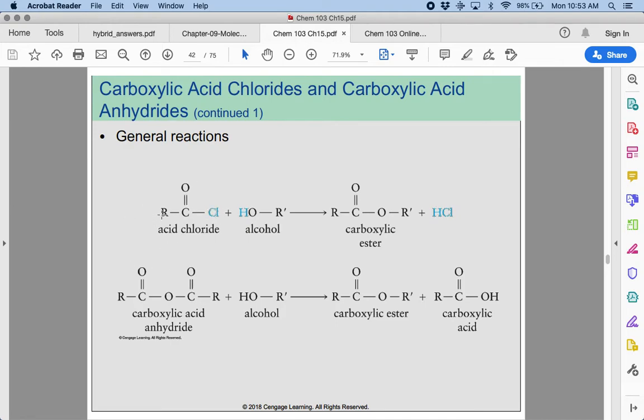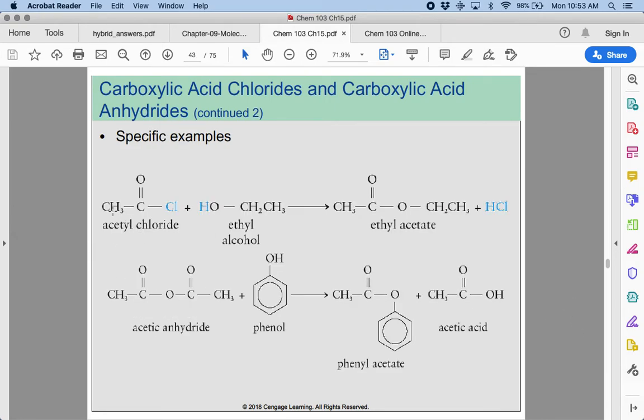Here's an example. This is an acid chloride, whatever our group is here, it doesn't matter, with the alcohol. We still get the ester, but now we get HCl instead of water, and this can only go in one direction. It won't reform the acid chloride. Same thing with the anhydride: we get one ester and one carboxylic acid, but again, this cannot reverse. Here are real examples of that. I would really encourage you to write a lot of flashcards for these and practice them. It's really the only way to internalize them.